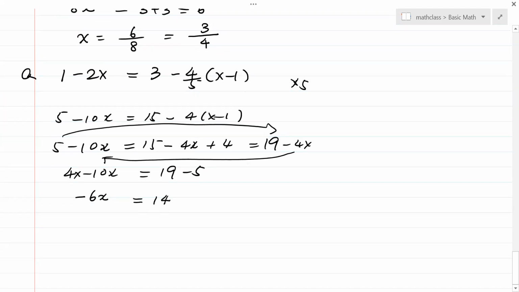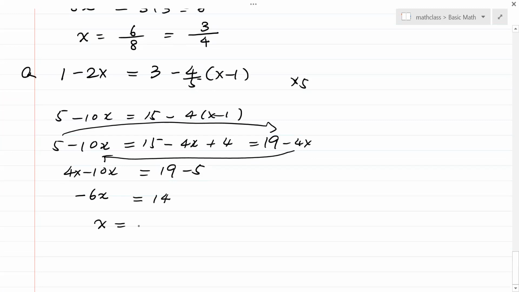Okay. Then it's going to be -14 over 6, and simplifying a little bit, it could be -7 over 3. Okay, we have a couple of screens right now.